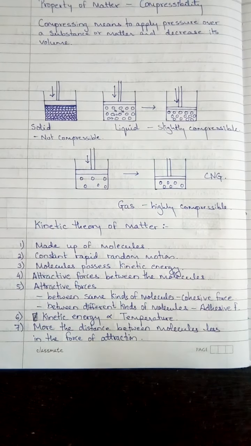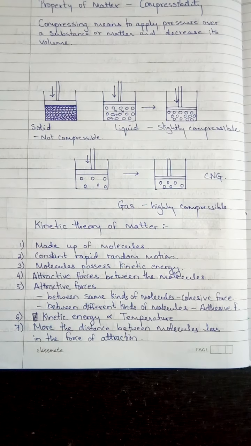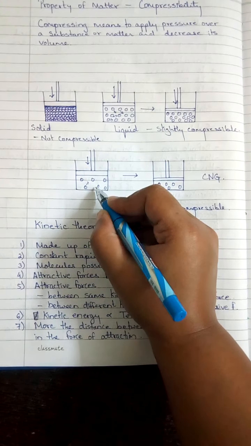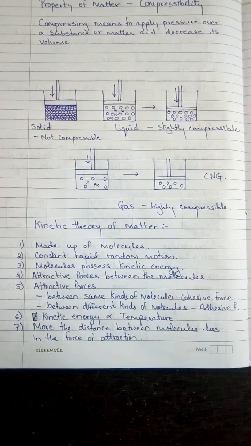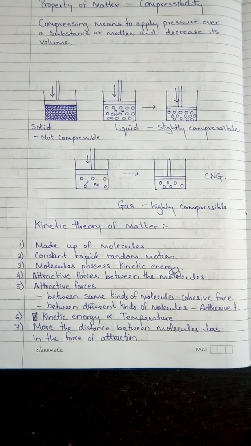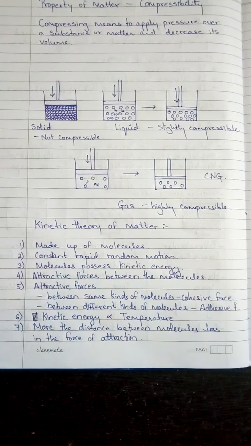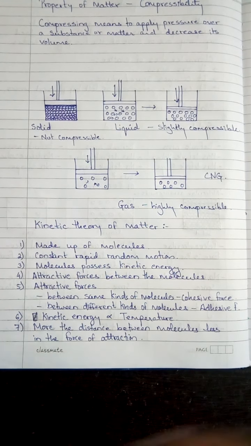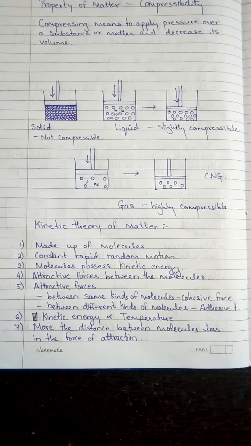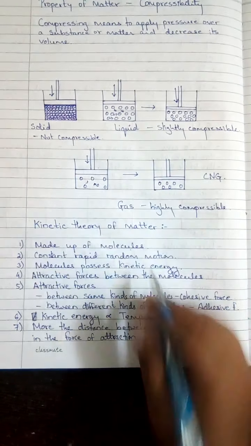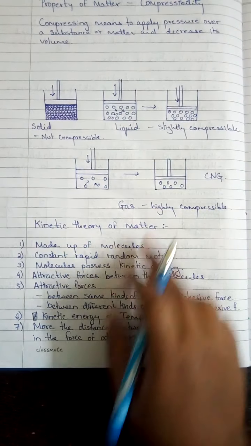The next one says molecules possess kinetic energy. Because they are moving randomly, they have kinetic energy. We have studied kinetic and potential energy in physics. So here we are learning about kinetic energy. Kinetic energy is the energy possessed by virtue of the speed of a moving particle. Whatever moves has kinetic energy.